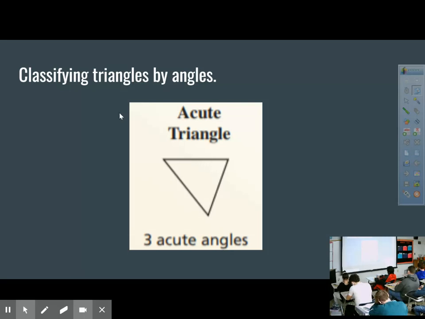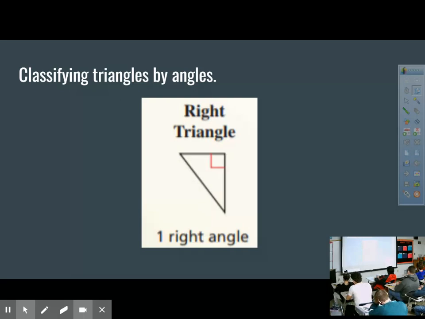Alright, a right triangle has one right angle. Only one. There's no way it could have two. If it had two, it would not be able to be a triangle. The way to tell that it has a right angle is that it has that symbol in the corner, showing it's 90 degrees. Which of those triangles would be considered right?